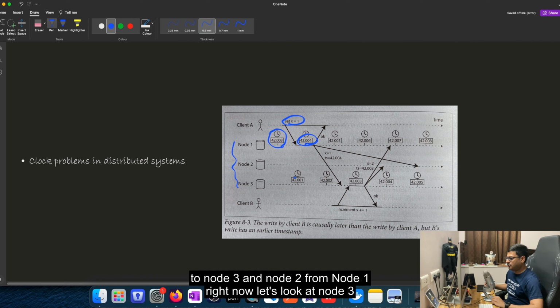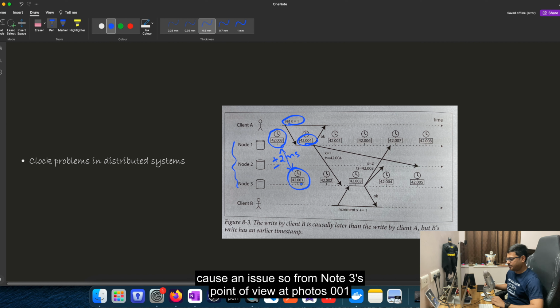Now let's look at node 3. Node 3 is currently at 42001, which is slightly drifted apart, or there is some deviation of plus or minus 2 milliseconds. In this case, node 3 is falling behind node 1 by 2 milliseconds. We don't know which is the accurate time, but we just know that there is some deviation. Let's see if this will cause an issue.